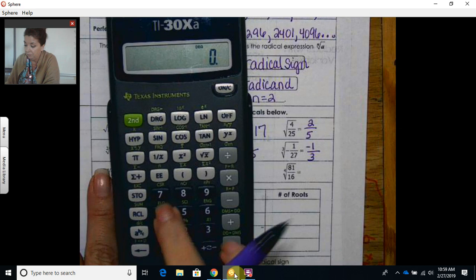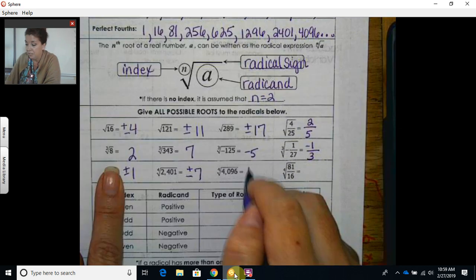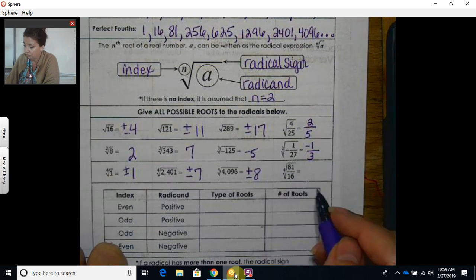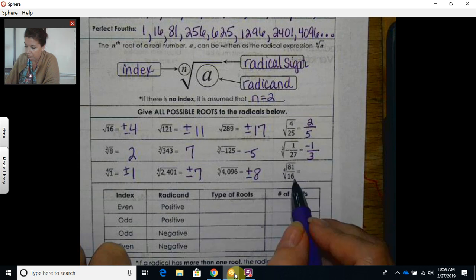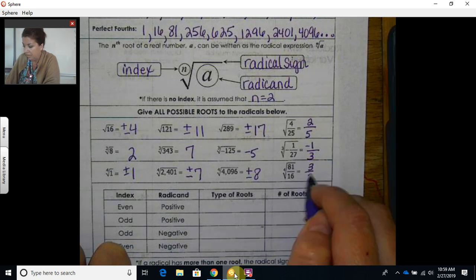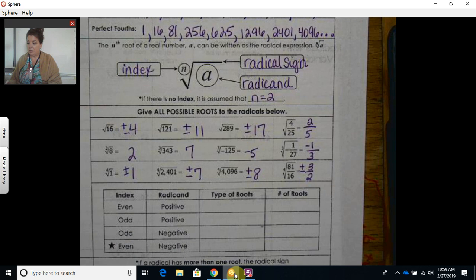Okay, 4th root of 4,096. Positive, negative, what? 8. But my calculator only says positive 8, right? It only gives me, it's called the principal root. It's when you just take the positive. Okay, 4th root of 81/16. Well, what's the 4th root of 81? 3. What's the 4th root of 16? And can it be positive or negative, or just positive? Positive or negative.